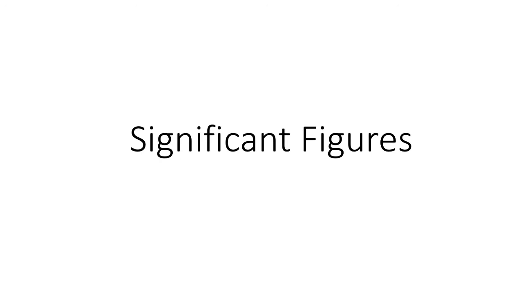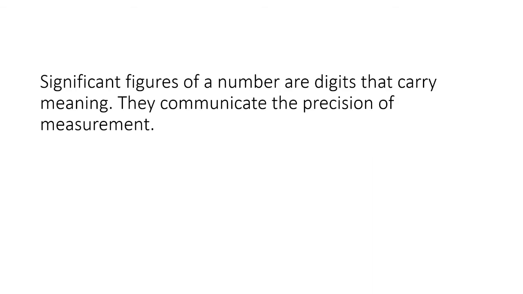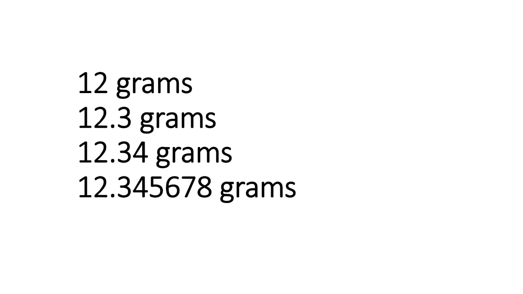All right, well, today's lesson is significant figures. What are significant figures? Significant figures of a number are digits that carry meaning. They communicate the precision of measurement. So here are 4 measurements. The first one is 12 grams. Well, we know the last digit's always an estimate, so it could be 11 grams, it could be 13 grams, maybe even 14 grams. But the next one is 12.3 grams.